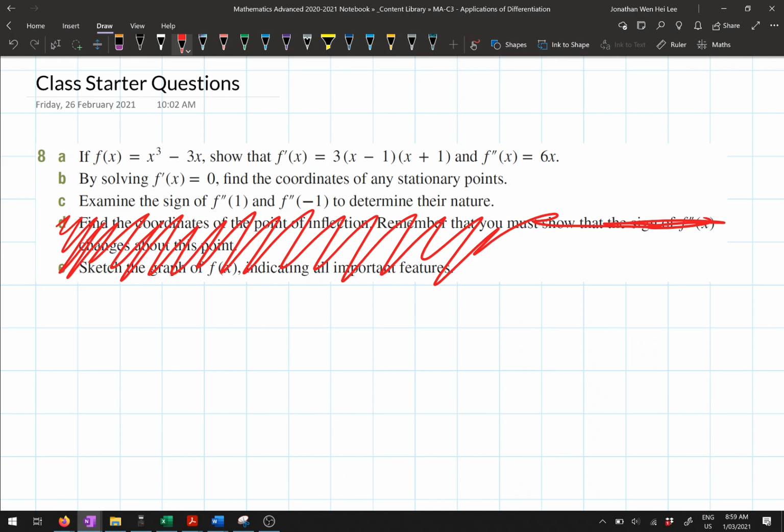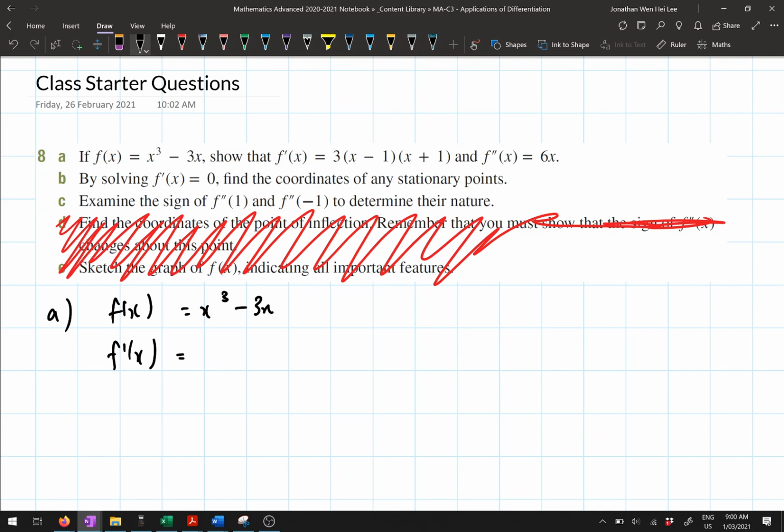Okay, so this question, let's just have a go through the parts of it. So part A, we just wanted to show that if f of x is equal to x cubed minus 3x, we wanted to show that f dash is equal to 3(x minus 1)(x plus 1), and f double dash is equal to 6x. So, my original function f of x is equal to x cubed minus 3x. How do I get f dash x? What do I need to do? I need to differentiate. Excellent.